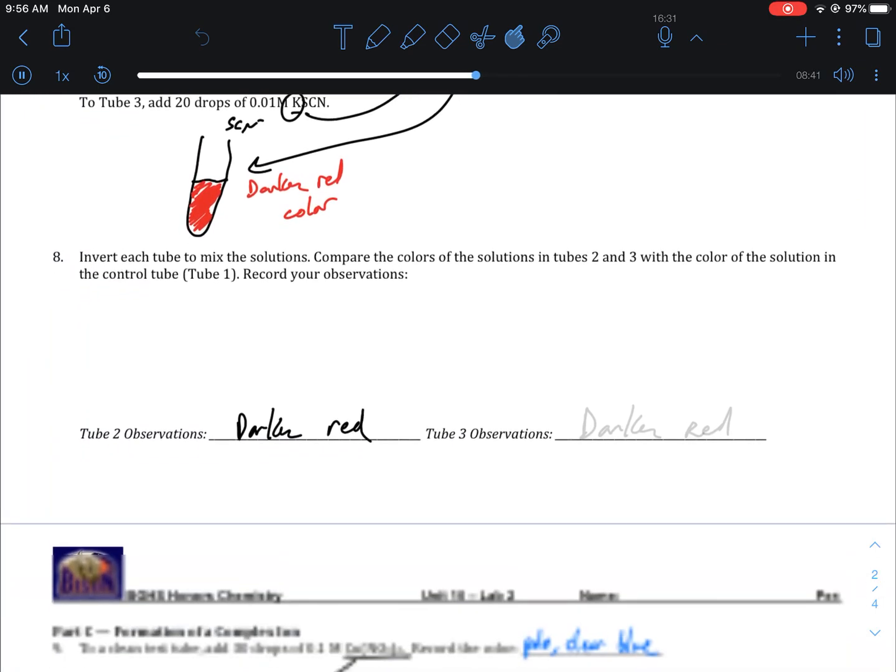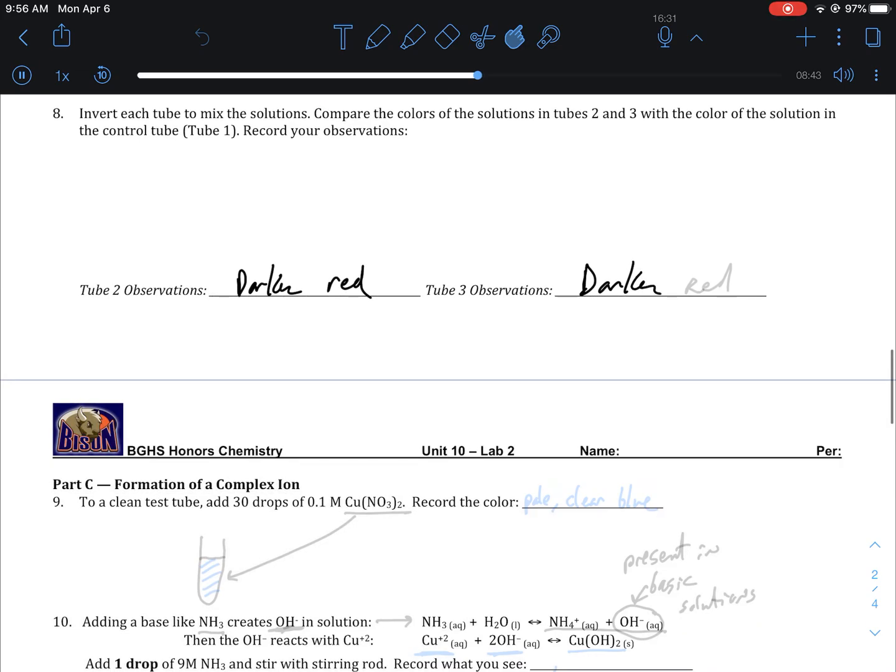Tube 2 observations: we see a darker red. Tube 3, we see a darker red.